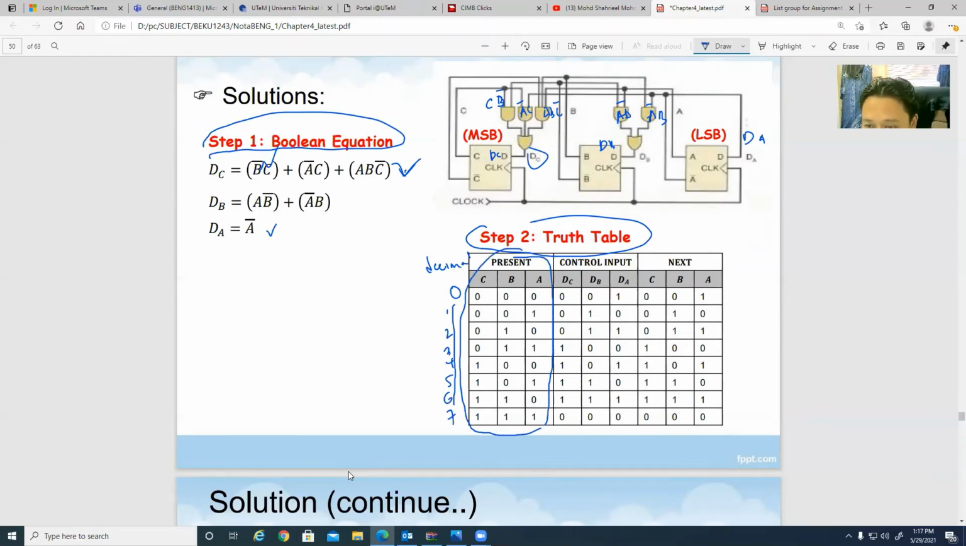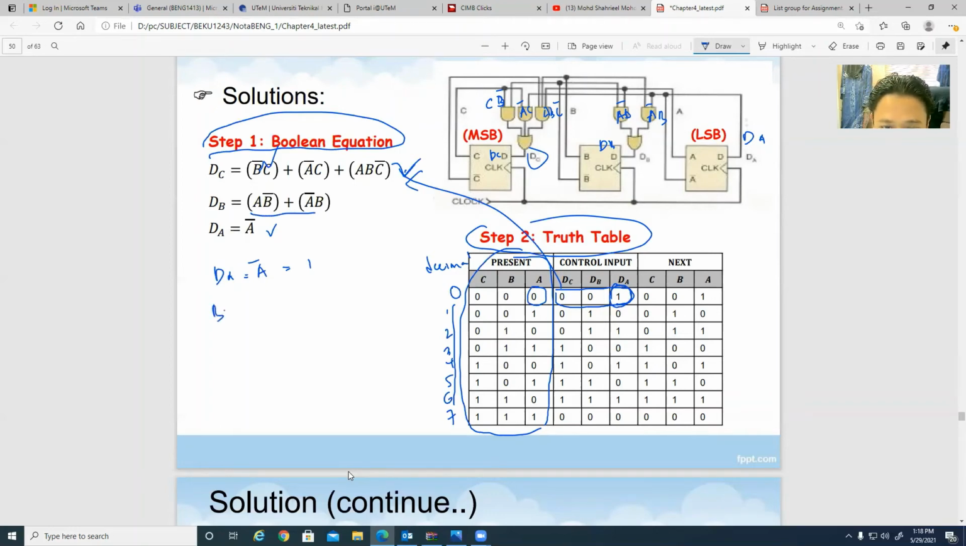So the control inputs for DC, DB, DA come from this value, from the equation here. I will show you a simple one, DA. We know DA equals A bar. So what is the A? A is zero, so A bar is one. That's why here will be one. Get it? And then for DB.